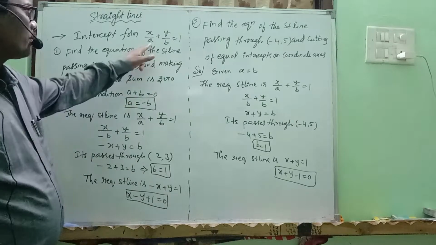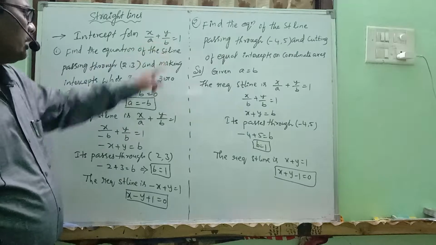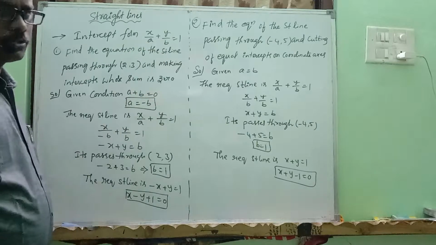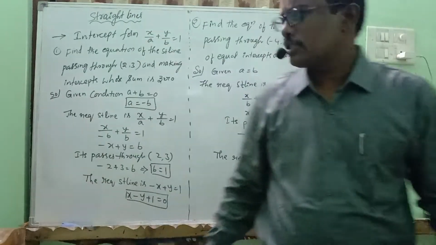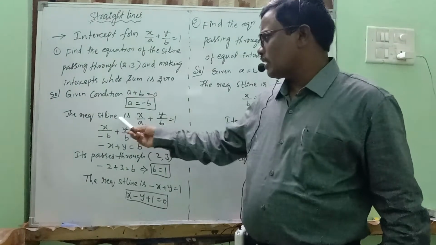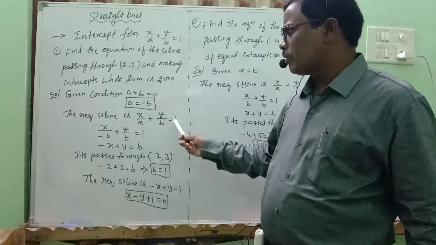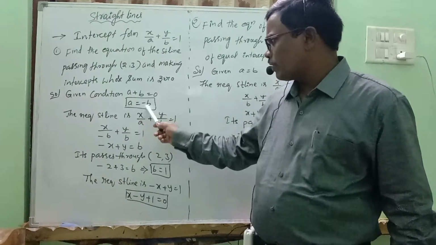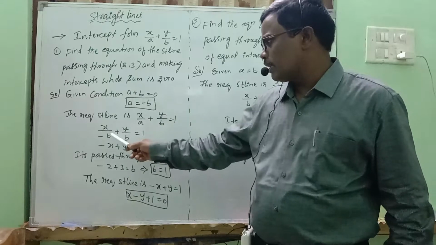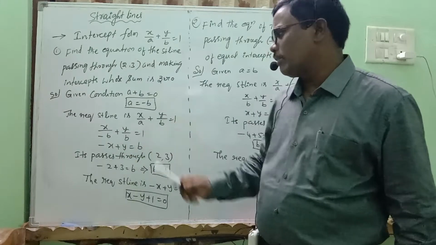Let the x-intercept be a and the y-intercept be b. So a plus b equal to 0, a equal to minus b. The required straight line is x by a plus y by b equal to 1. You replace a with minus b, so we get minus x by b plus y by b equal to 1.